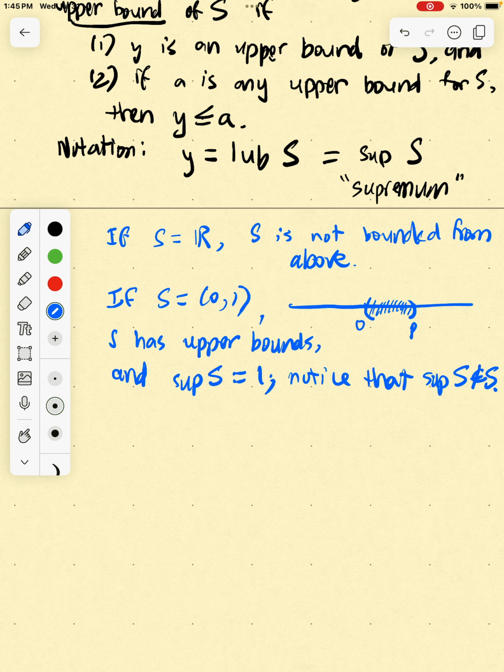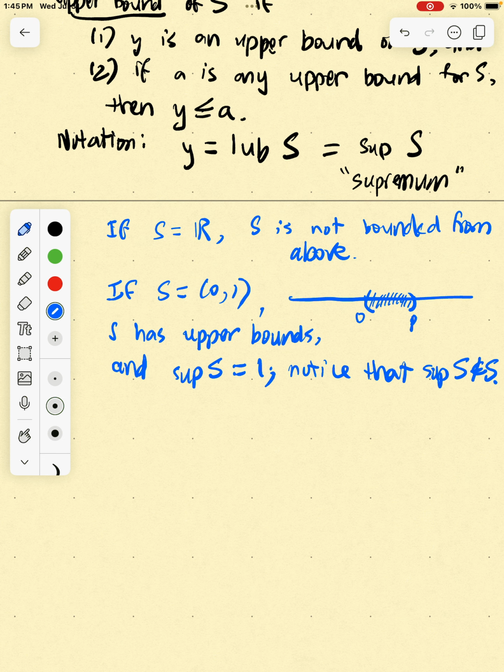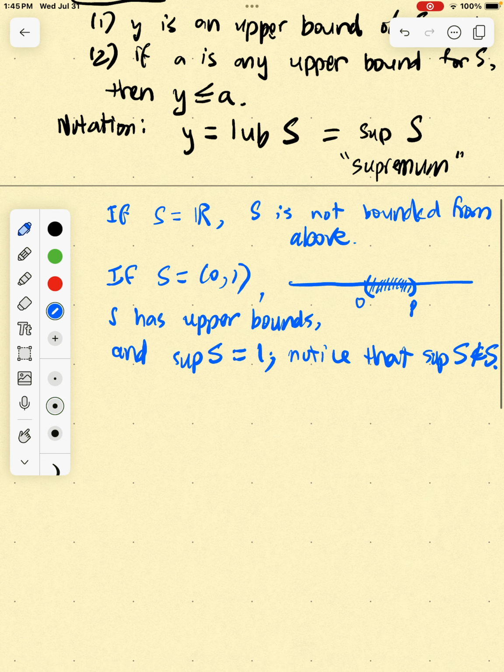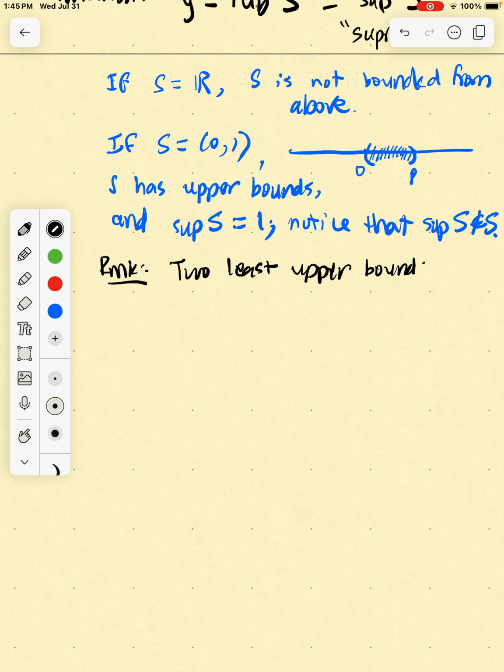Okay. Now, is it possible for there to be two least upper bounds? The answer is no. So let's make this a remark. Two least upper bounds of a set must be equal.